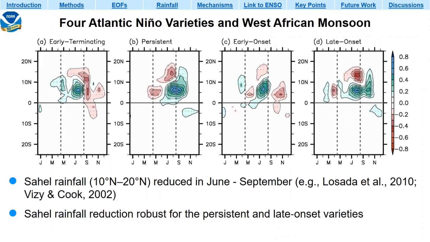Okay, let's talk briefly about the West Africa monsoon. So this is the Sahel region, let's say 10-degree north to 20-degree north.